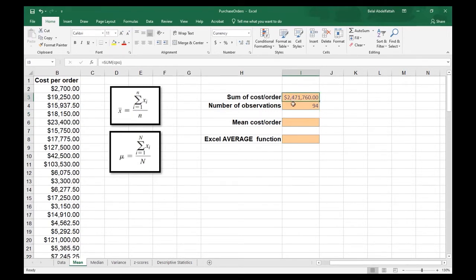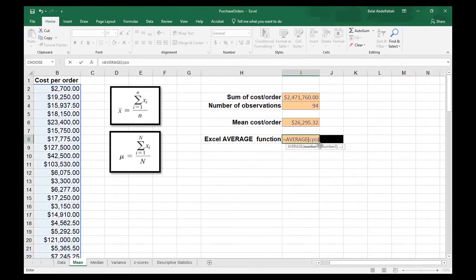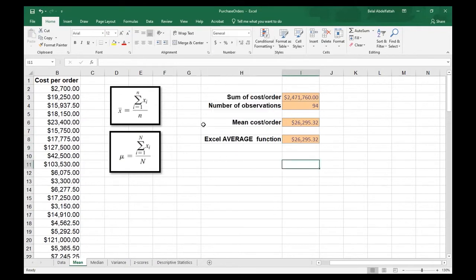So here's the sum of X divided by N, and this would be my average. So this is what's going on in the back end. Now, the shortcut method is the equal sign, AVERAGE function, select the data, and we have the average. I'm just going to go ahead and format this. There you have it.